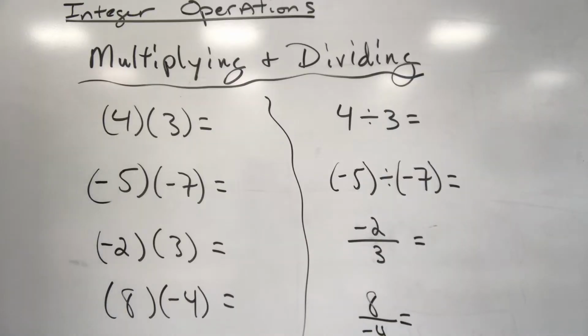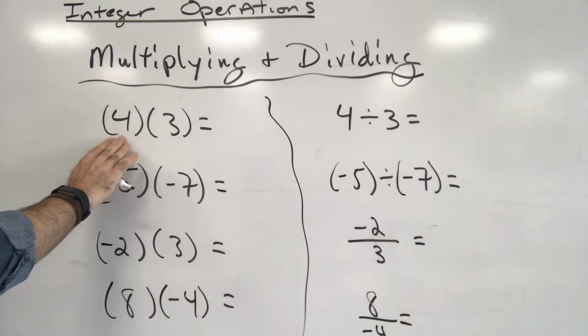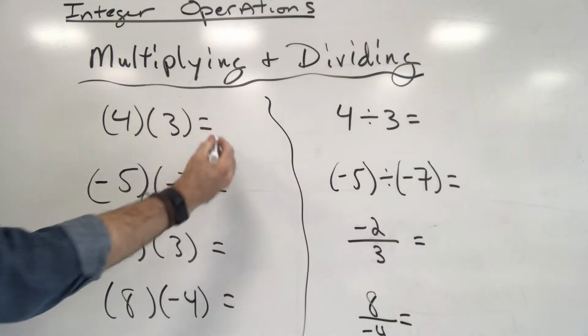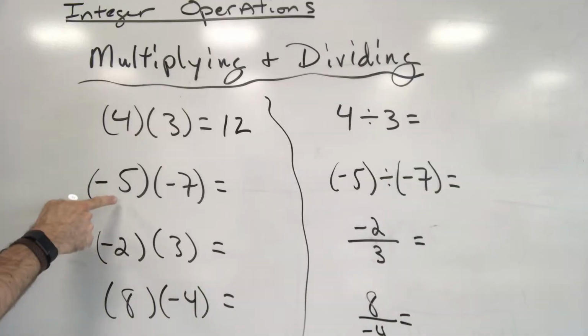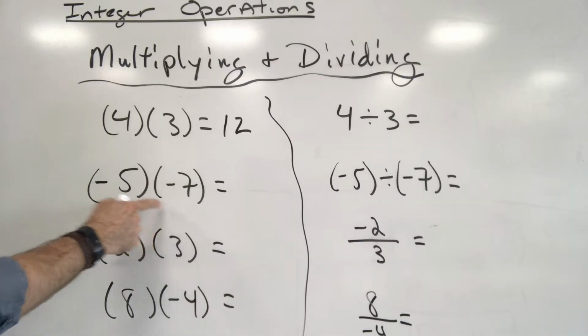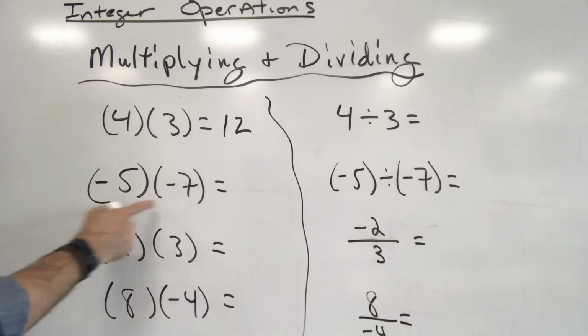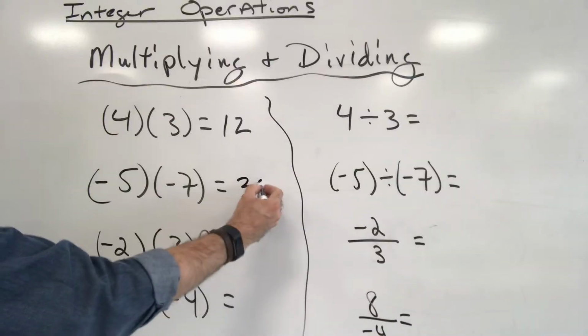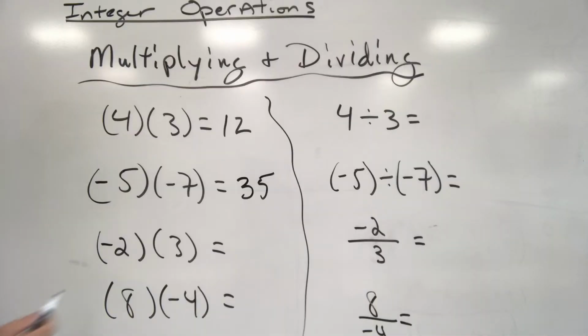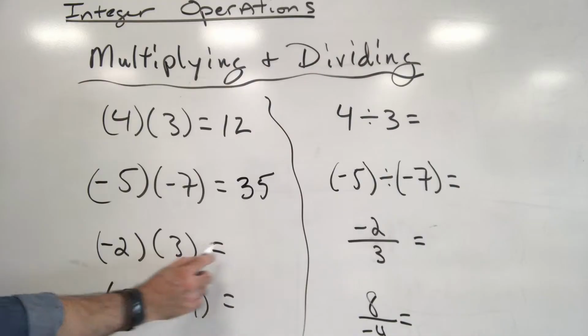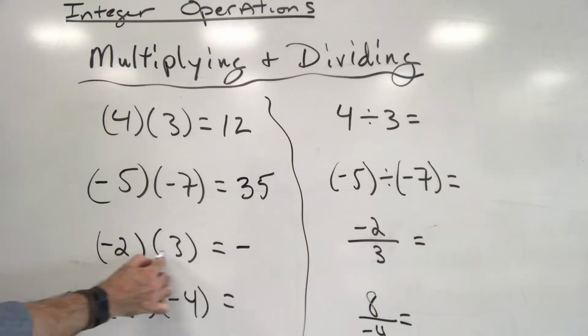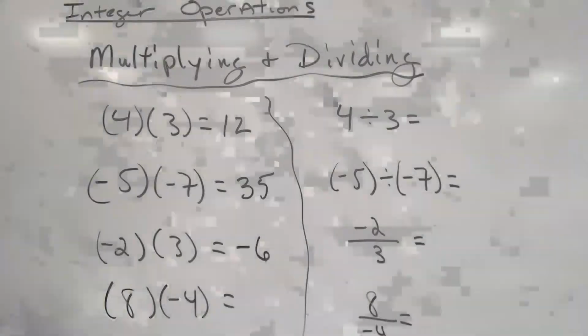The next part of this video, we'll look at multiplying and dividing integers. So the rules here are that if I multiply two positive numbers, I'm going to get a positive answer. So 4 times 3 gives me positive 12. If I have two negatives, those negatives will cancel each other out, and negative 5 times a negative 7 will equal a positive 35. If I have opposing signs, or different signs, a negative times a positive will result in a negative answer. Negative 2 times 3 would give me a negative 6.